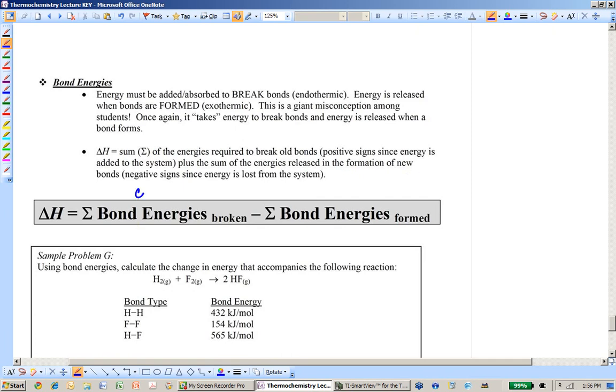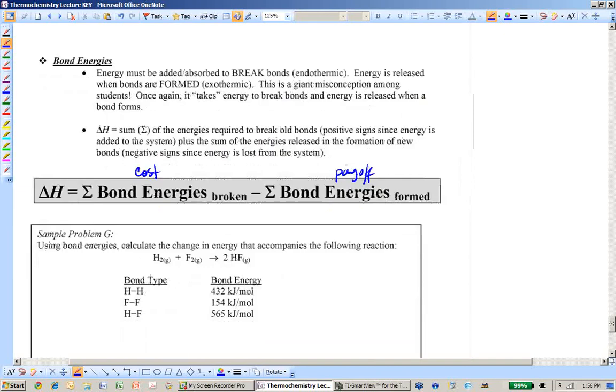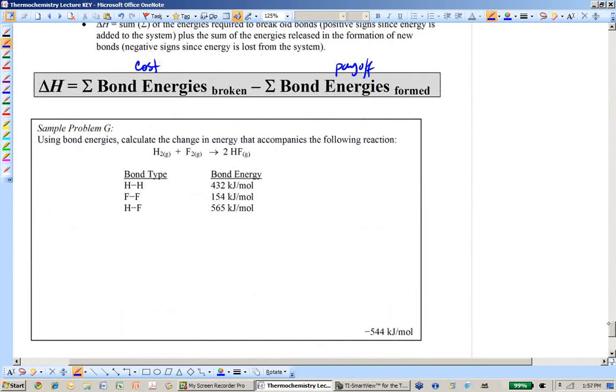So I think of this as cost, and I think of this as payoff. What did it cost me, and what's the payoff, and do I have a net gain in energy? So it's very helpful to draw these out. You don't have to. You can do this simply algebraically, but I think for this example, I'm going to draw it out so that you can visualize what's going on. H2 looks like this. F2 looks like this.